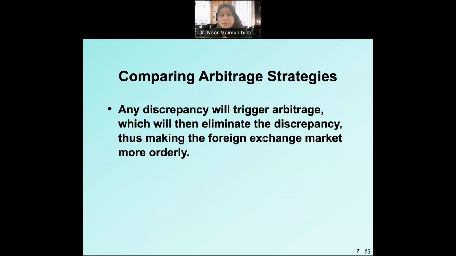Okay, so comparing arbitrage strategies, any discrepancy will trigger arbitrage. Any discrepancy in currency will cause arbitrage, which will then eliminate the discrepancy, thus making the foreign exchange market more orderly. So that is when our foreign exchange market transactions become more organized.